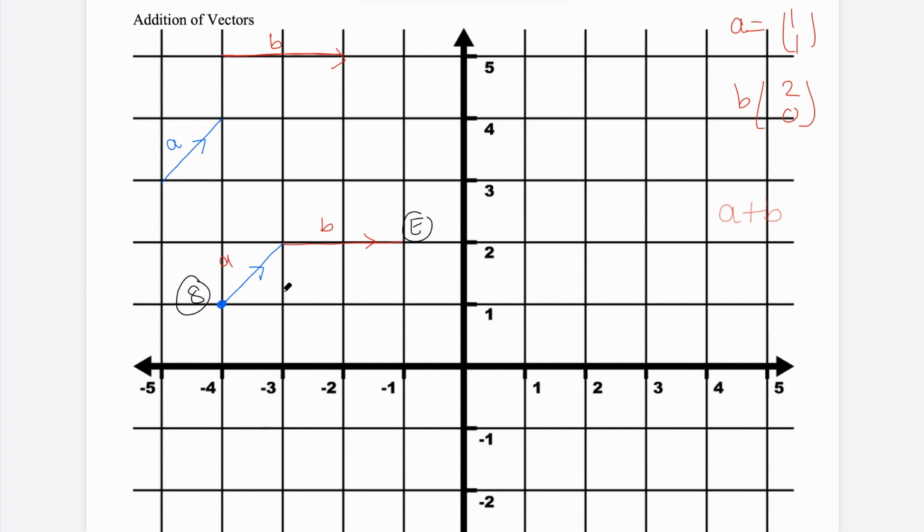So from start to end, your resultant would look like this. Now you have seen the graphical representation, and if I ask you to write the column vector form, it is 3 units in the x-axis and 1 unit in y. So A plus B is actually equal to (3, 1).